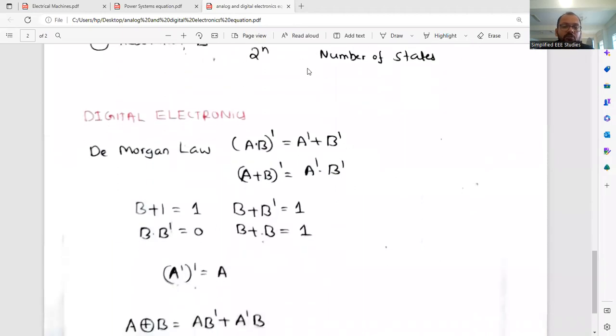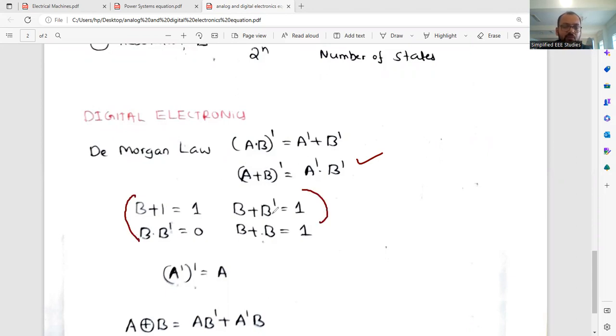For digital electronics, you need to know some basic Boolean algebra first of all. So you have to apply De Morgan's law. A dot B, the whole bar is equal to A bar plus B bar. A plus B, the whole bar is equal to A bar dot B bar. This is very important. You may get some kind of expression and you have to convert it into the reduced form.